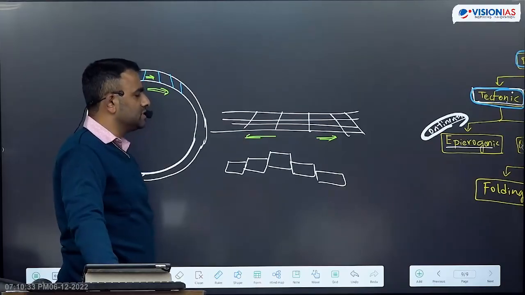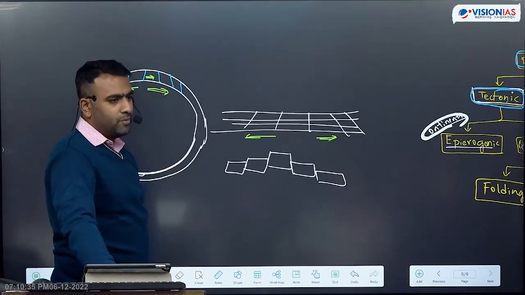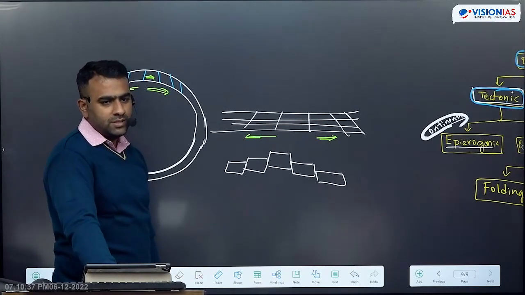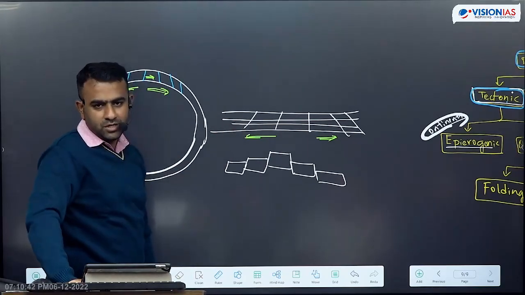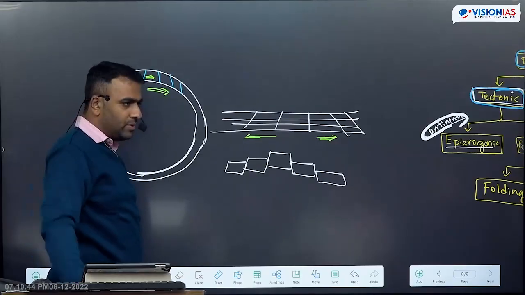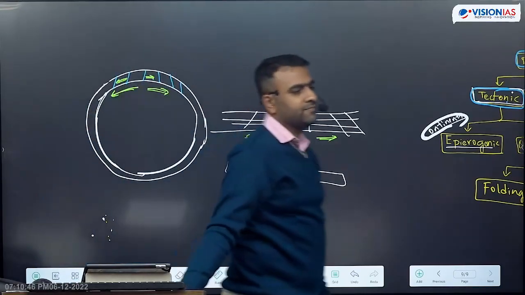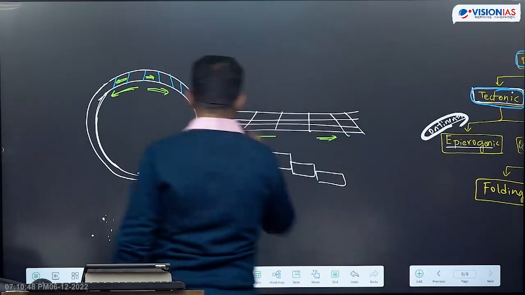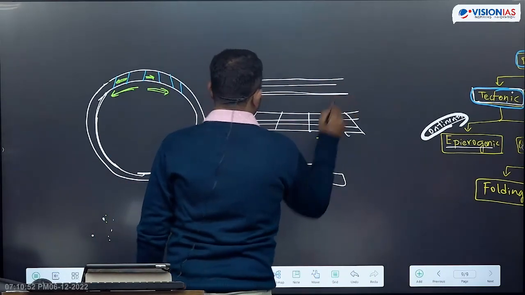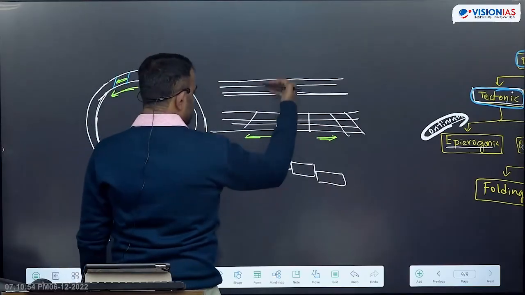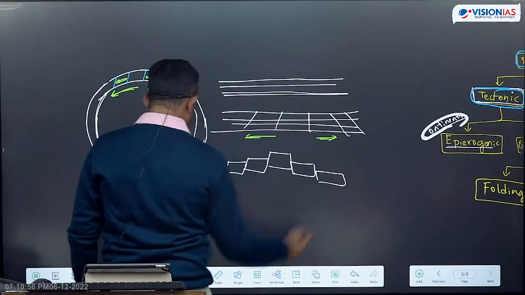Which kind of mountains is it? Block mountains. This is due to tensional force. Tensional force is resulting in the creation of mountain. That is why it is orogenic. Suppose this was the original layer of rocks. If it is subjected to tensional force, it results in block mountains.